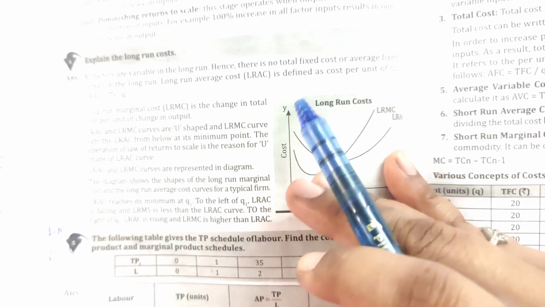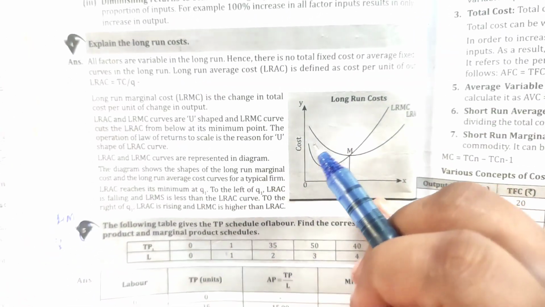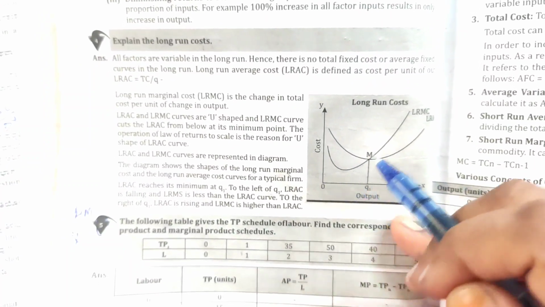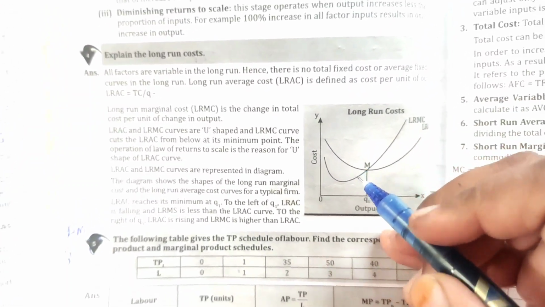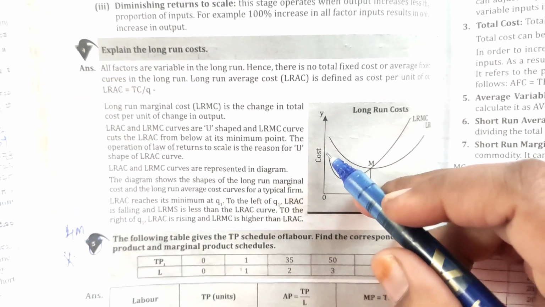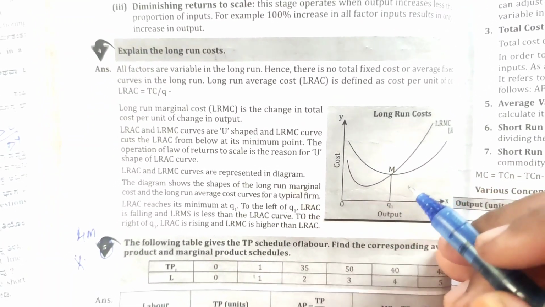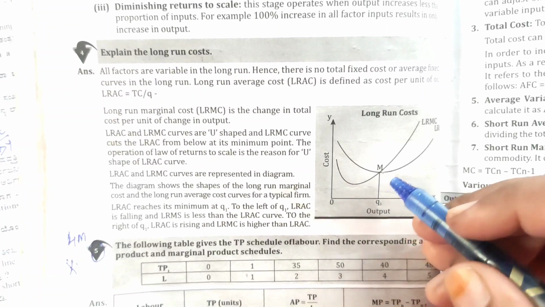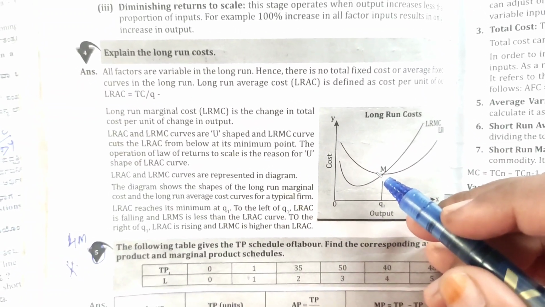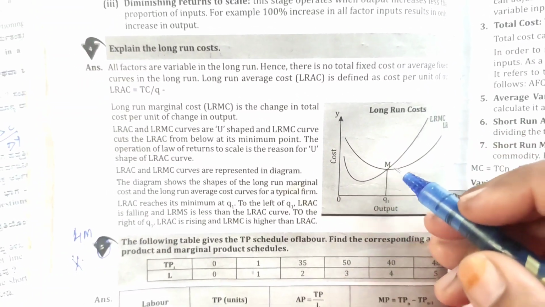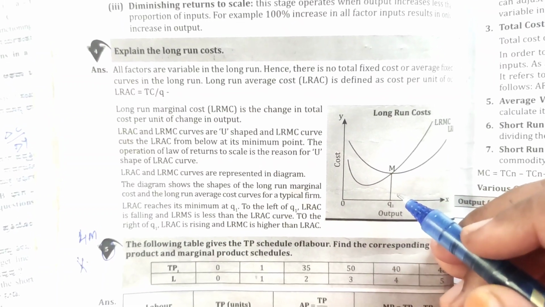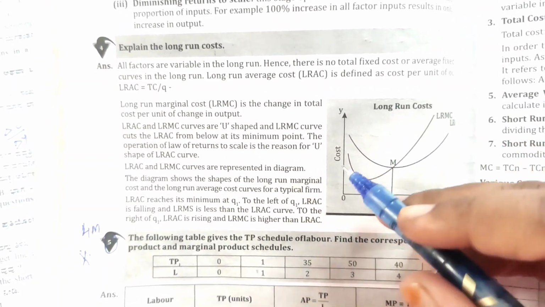By this you have to give the diagram of LRAC and LRMC. And you need to write the story that when LRAC decreases, LRMC decreases more than LRAC, and when LRAC starts to increase, LRMC increases more than LRAC. This is the story you need to write. By that it gives the shape of a U.